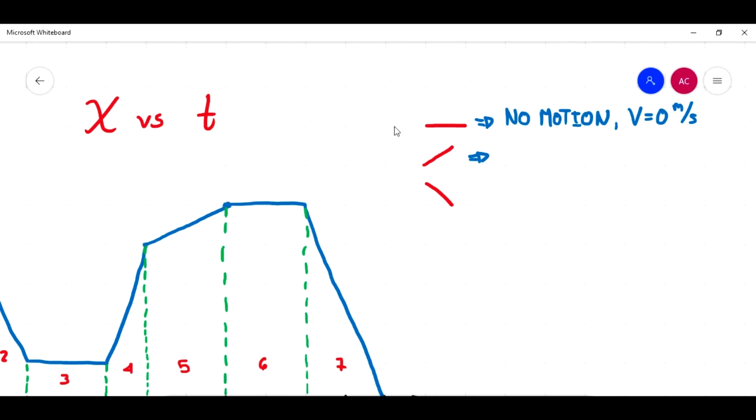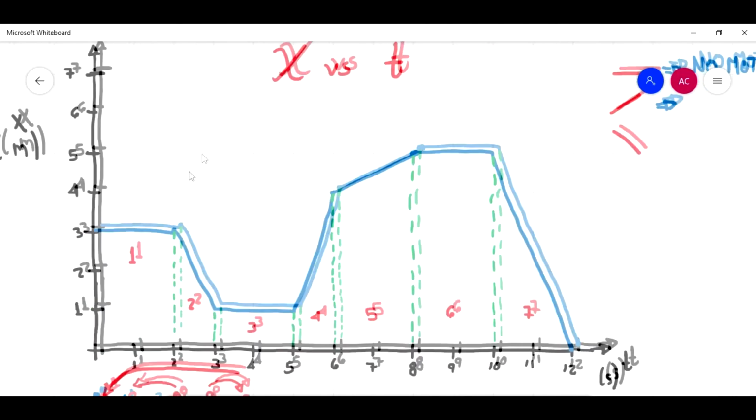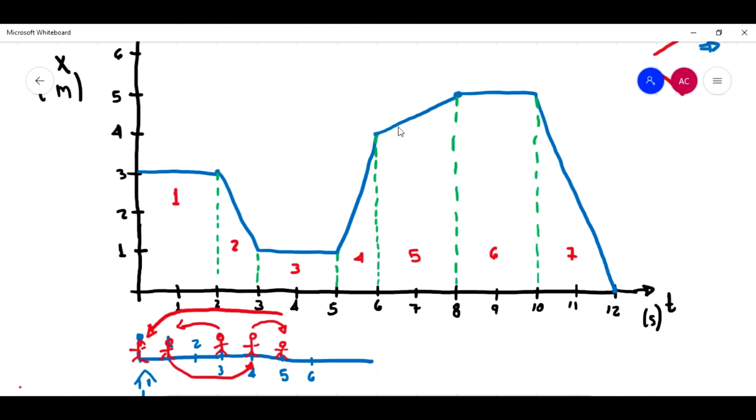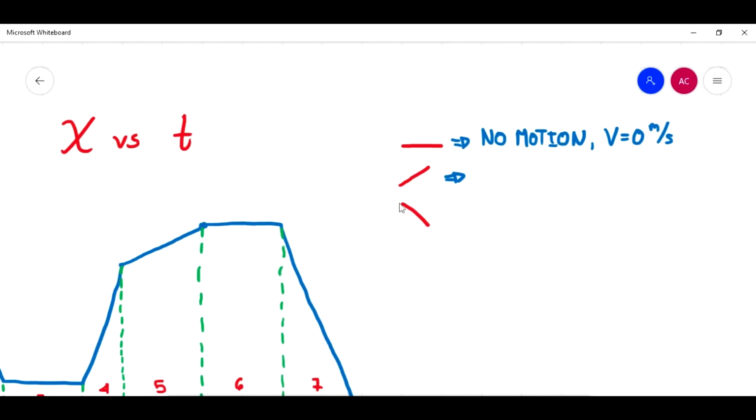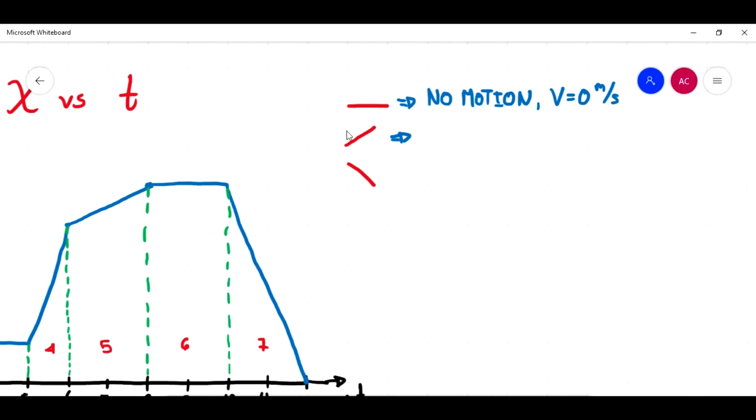Velocity is a change in position. So that means that I move. If I have an inclination, that means that I move. I move here, I move here, I move here, and I move here. In the horizontal lines, that person did not move. So if I have an inclination that goes upwards, I'm going to have a velocity, and that velocity is going to be positive. And if I have an inclination that goes downwards, I'm going to have velocity, and that velocity is going to be negative.